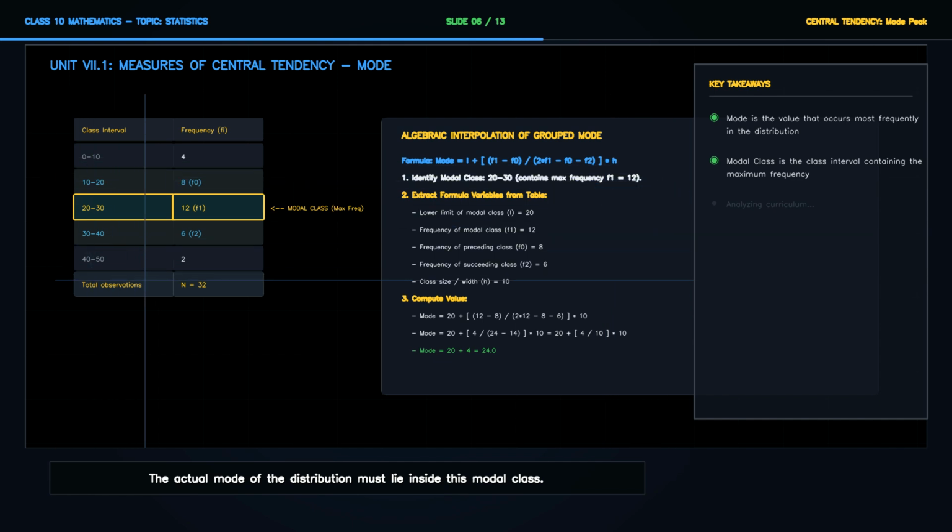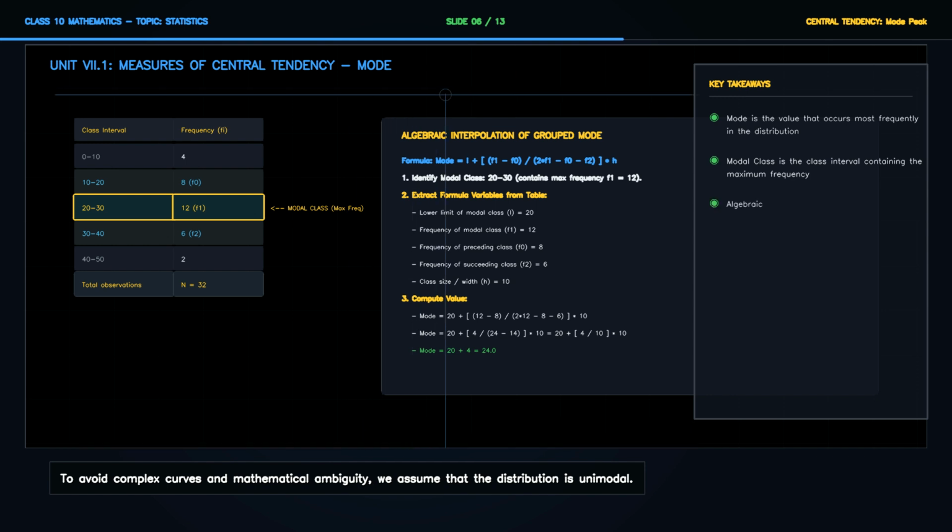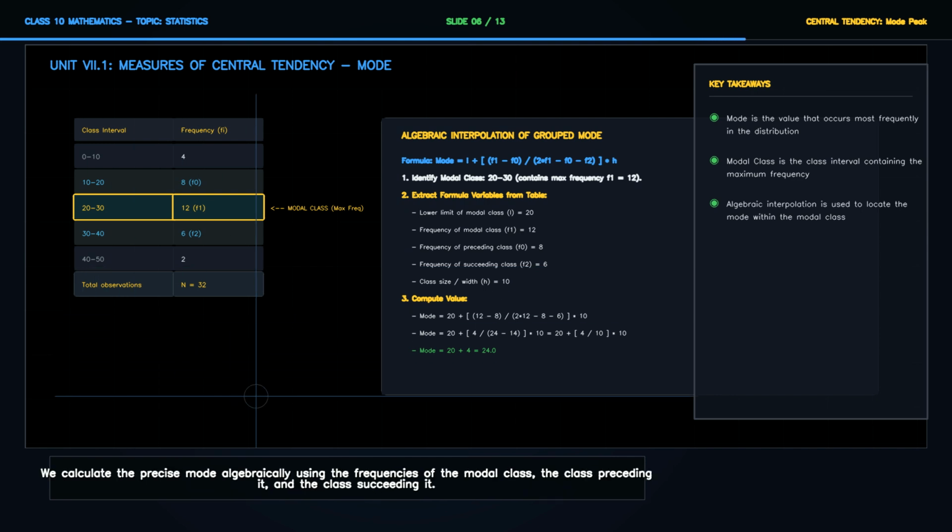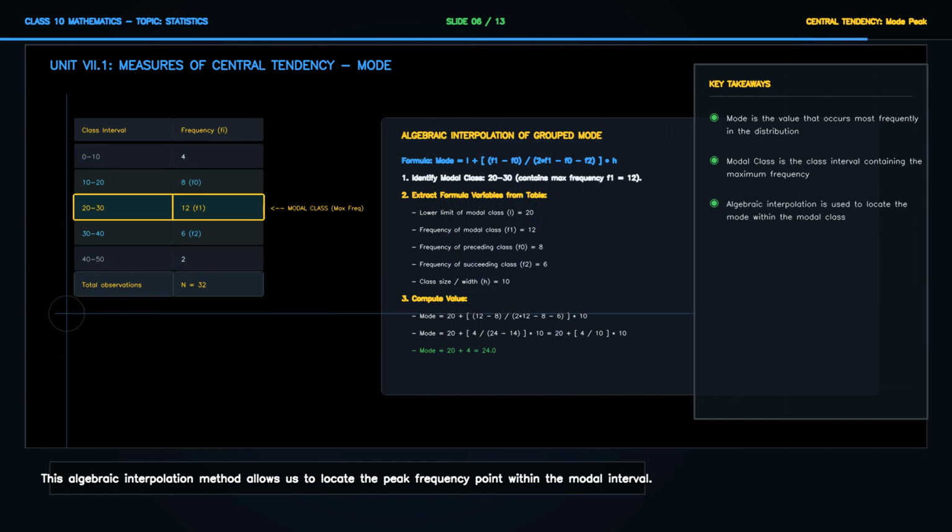To avoid complex curves and mathematical ambiguity, we assume that the distribution is unimodal. We calculate the precise mode algebraically using the frequencies of the modal class, the class preceding it, and the class succeeding it. This algebraic interpolation method allows us to locate the peak frequency point within the modal interval.